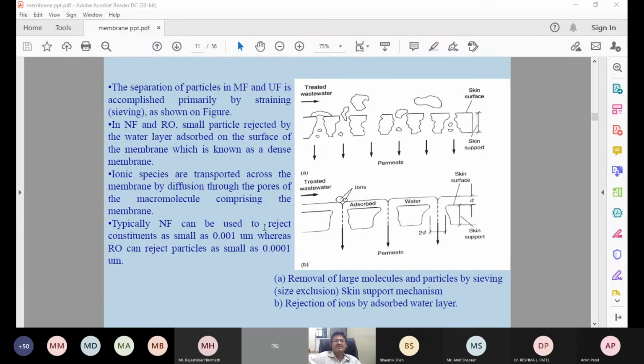Now, nanofiltration can be used to reject constituents as small as 0.001 micrometer, whereas RO can reject particles as small as 0.0001 micrometer.